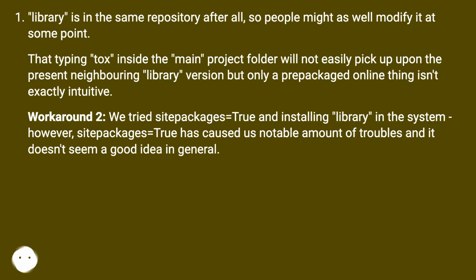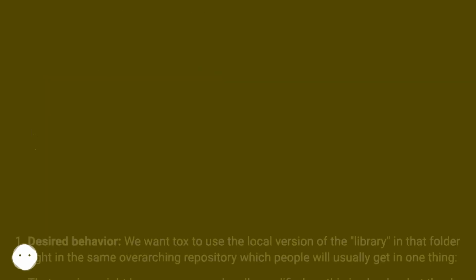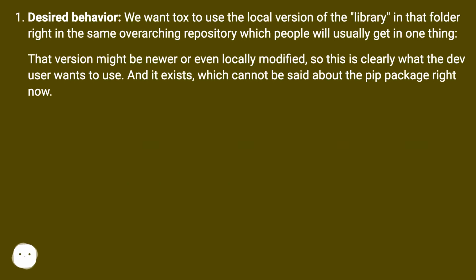Workaround 2, we tried system site packages equals true and installing library in the system, however, system site packages equals true has caused us a notable amount of trouble and it doesn't seem a good idea in general. Desired behavior: we want tox to use the local version of the library in that folder, right in the same overarching repository which people will usually get in one go. That version might be newer or even locally modified, so this is clearly what the dev user wants to use. And it exists, which cannot be said about the pub package right now.